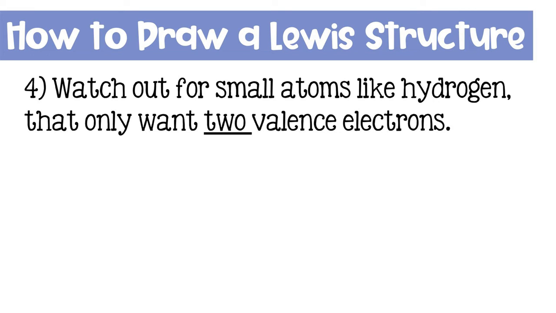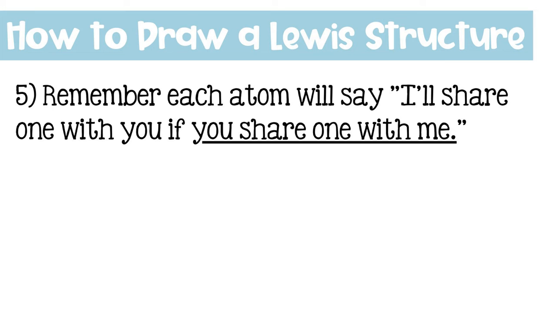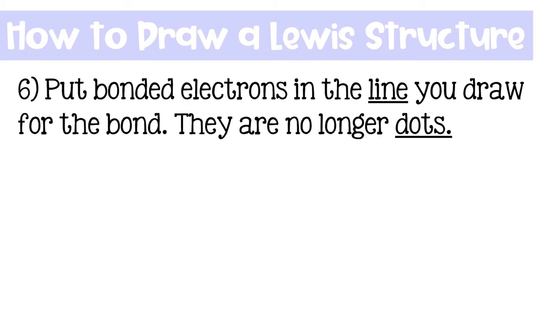Speaking of which, watch out for small atoms like hydrogen that only want 2 valence electrons. Next, you need to remember each atom will share one with another atom if they're willing to share back. So, a pair of electrons is shared when each of the 2 atoms contributes 1 electron. You're going to take those bonded electrons and draw a line for the bond. Do not draw the dots for those electrons anymore.